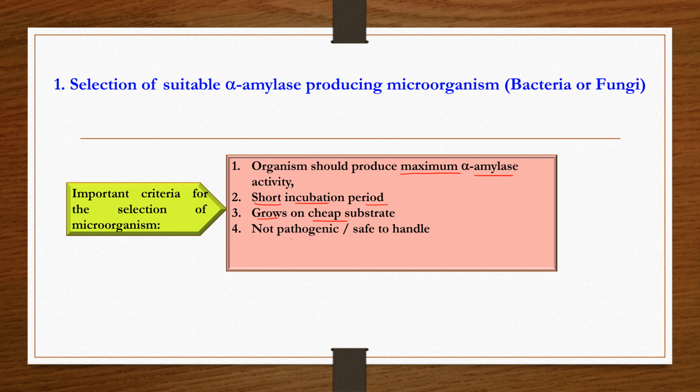Microorganisms should not be pathogenic in nature. That means it should be safe to handle. Alpha-amylase should be extracellular in nature for more product recovery. And minimal amount of other metabolites should be produced during the fermentation process along with alpha-amylase.